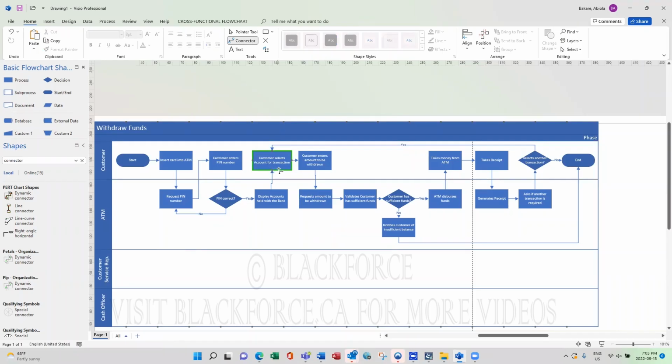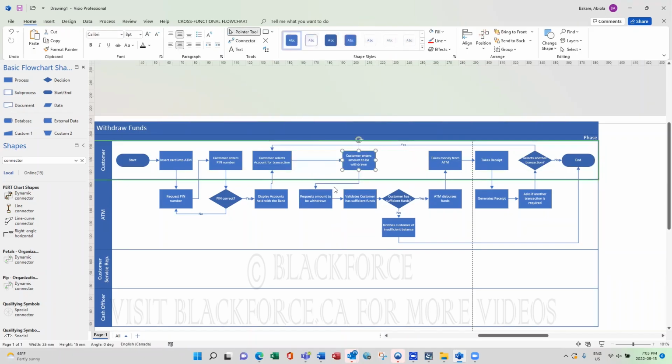Customer selects account for transaction. Oh, ATM requests amount to be withdrawn. Was that what we agreed on? And then the customer enters the amount. Is that what we agreed on? So like this: ATM requests amount, and then customer enters the amount. I need somebody to confirm. Yes, that's what we agreed on. Okay, good. So I'm just going to quickly update this.